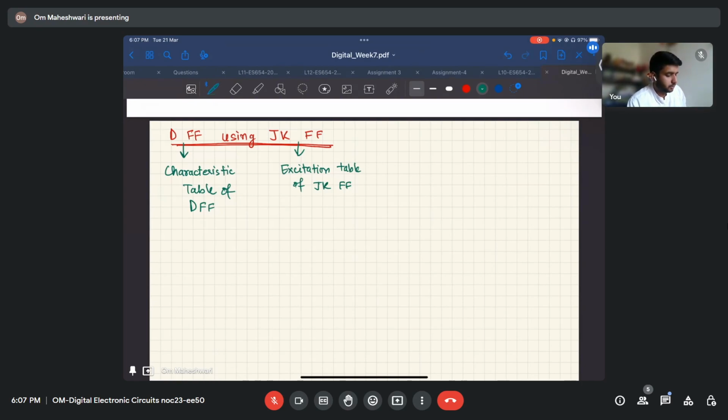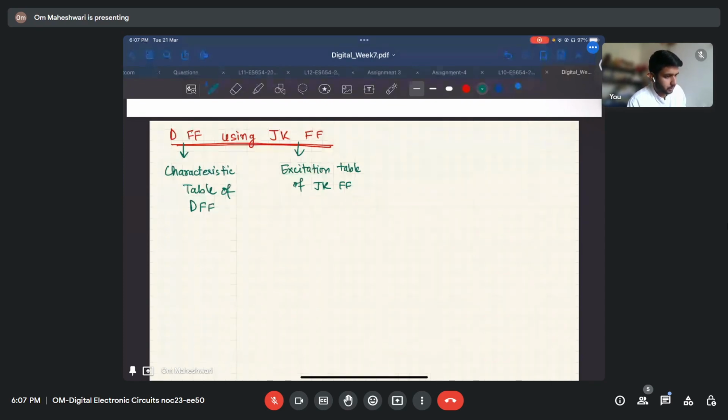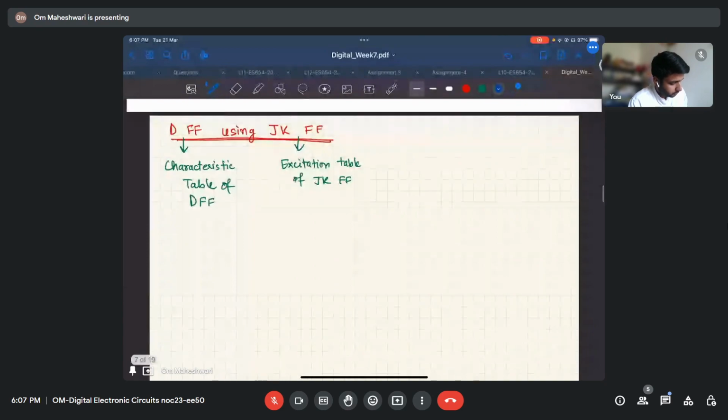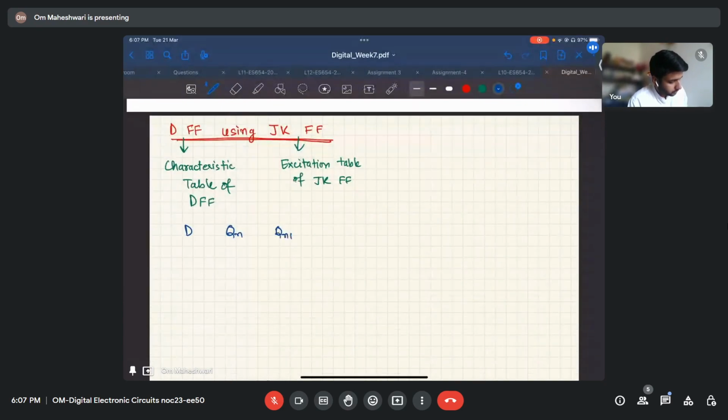So let us first write the D flip-flop. What do we have in D flip-flop? We have D, Qn plus 1. So 0 0, 0 1, 1 0, 1 1. Whatever is the state D, we know Qn plus 1 equals D. So I'll just write here 0 0 1 1. I'll just copy whatever D is at Qn plus 1.